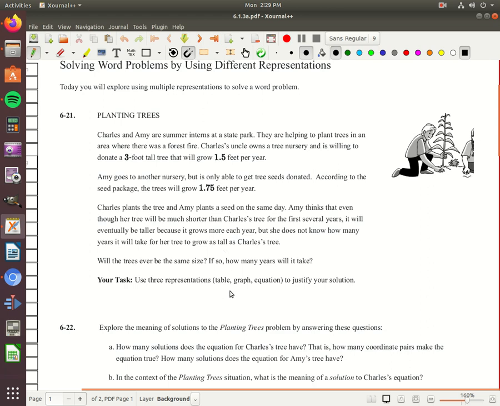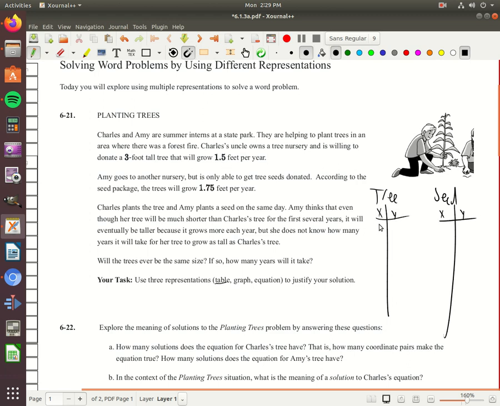Well, there's a lot of different ways that we can go ahead and do this. So I'll tell you, I think, the fastest way at the end. So the first thing is the table. So we have the tree and we have the seed. Obviously in both, X is going to be years and Y is going to be height.